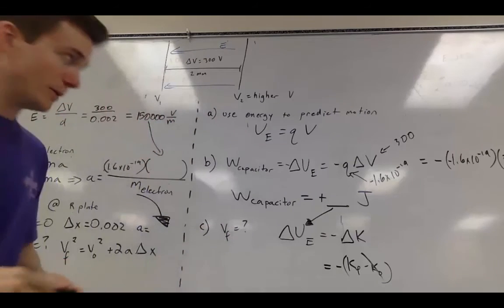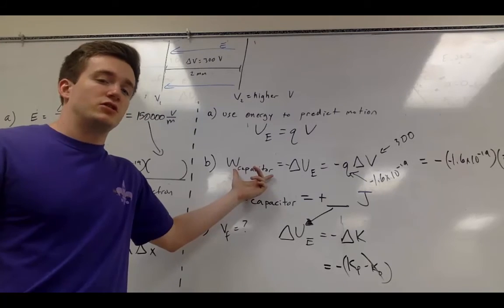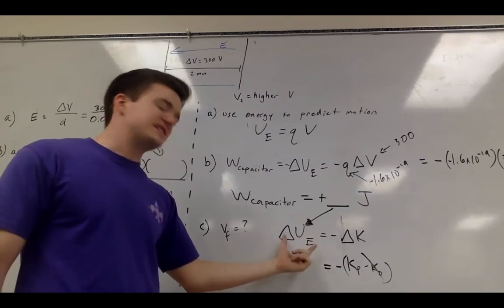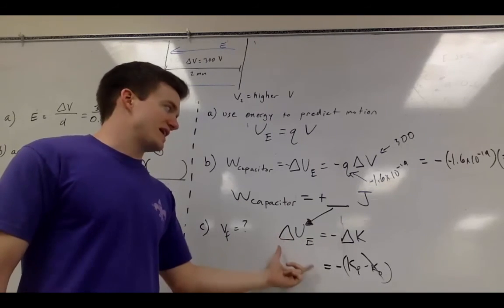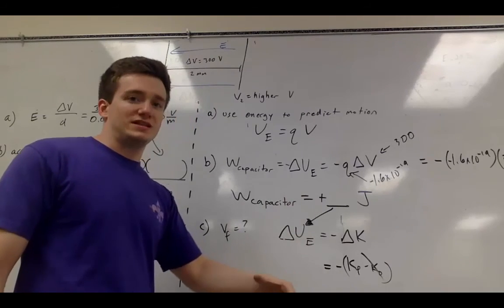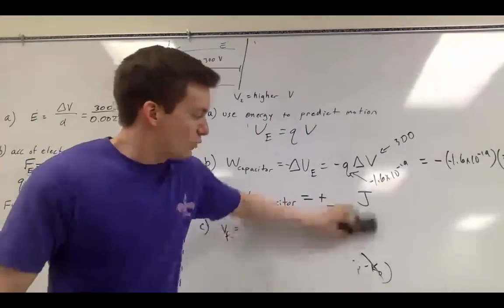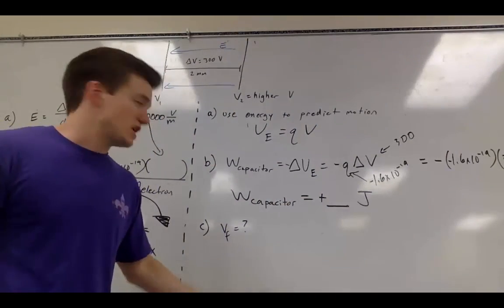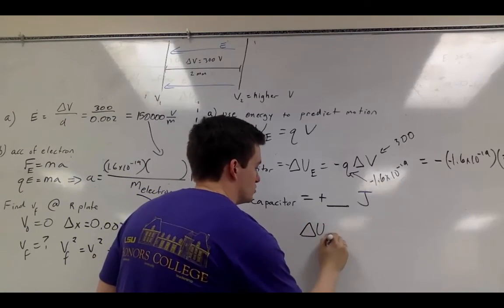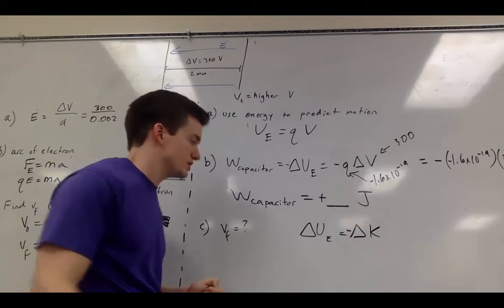That negative, I skipped a step that I need to talk about. This logic up here, the work done by the capacitor is the negative potential energy. That means when we plug this in, it's the same magnitude, but we're going to need to throw a negative in there because the potential energy went down. The delta UE went down. If it makes you feel more comfortable, which I think a lot of you probably will, I want you to pretend that none of that happened. Ignore everything that just happened, and instead, we're just going to do this. Delta UE equals the opposite of the change in kinetic energy.